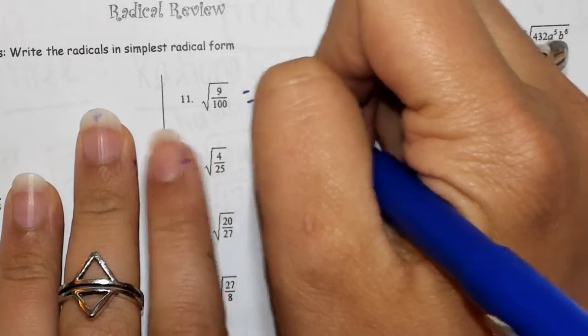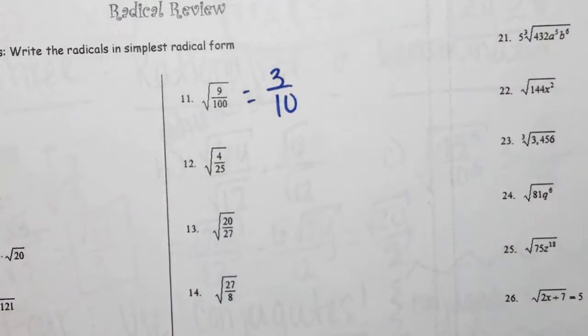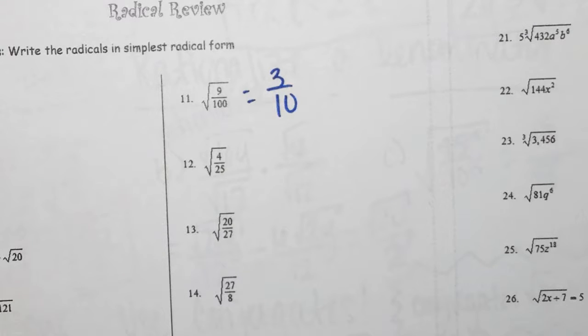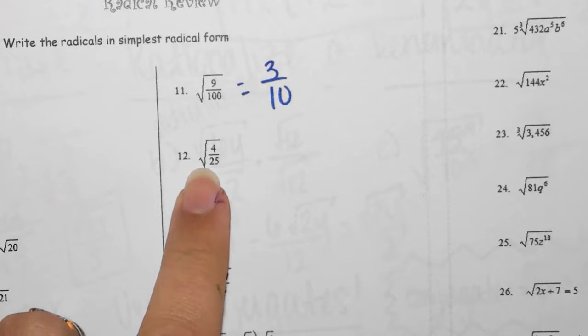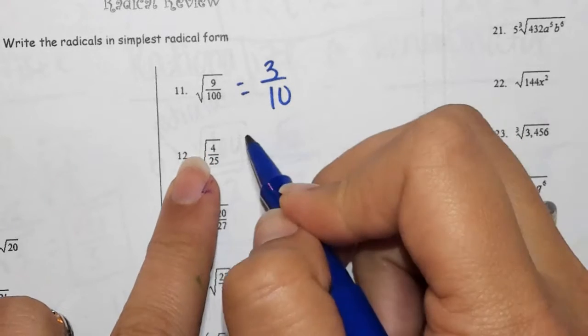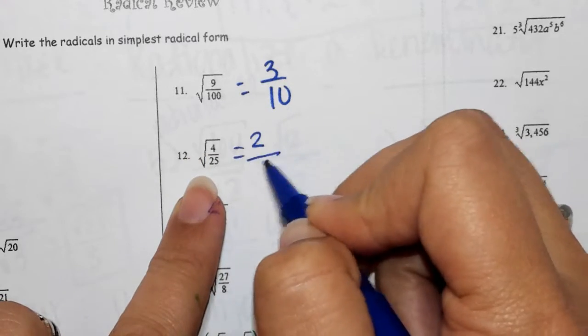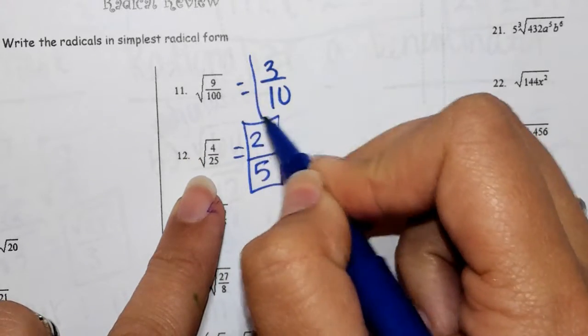Alright, did you guys get 3/10 for this one? Woo! Let's let everybody finish number 12. Is everybody done with 12? Okay, well, they're both perfect squares. This is the same thing that we just did. 4 and 25 are both perfect squares. So we take the square root of 4, which is 2, the square root of 25, which is 5, so our answer is 2/5.